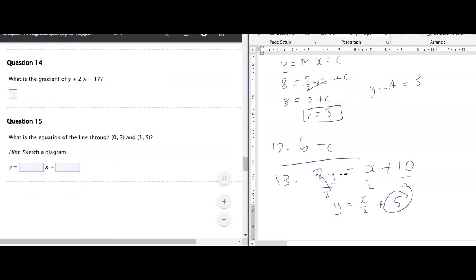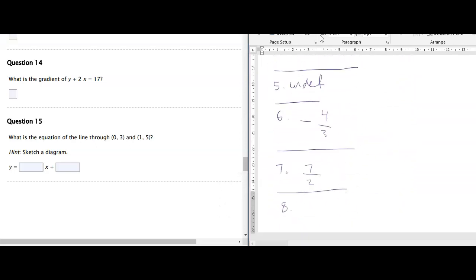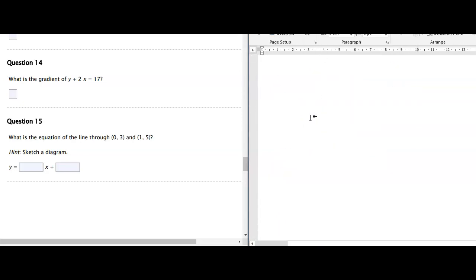Question 14, let me just scroll. Oh, I need to enter another page. Let me just add another page. Whoops, where are we adding that page? Okay, so question 14.